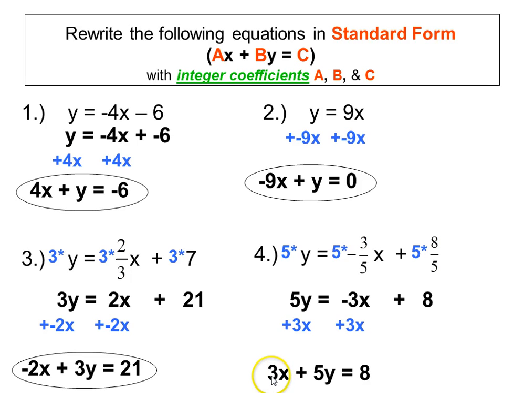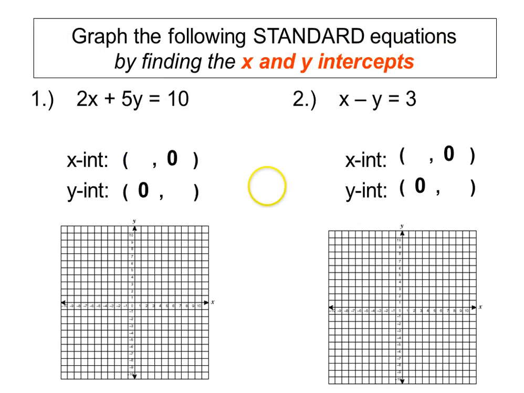Our coefficient here is 3. Coefficient here is 5. Coefficient here is 8. That is in standard form. So that's changing an equation from, in this case, slope-intercept form to standard form, just by using our processes of algebra. The other thing we can do with standard form is graph the equations.